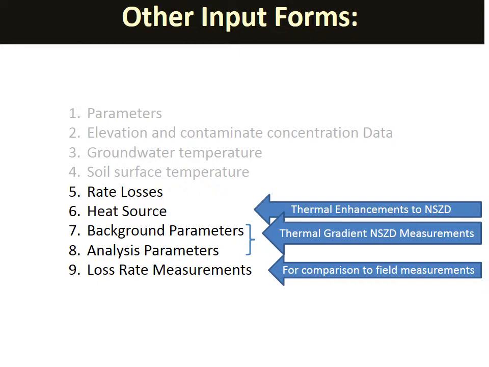We also have input forms for thermal gradient analysis parameters and background parameters. These input forms 7 and 8 are used to make estimates of the thermal gradient based rate of degradation. The last one, if you have field data, you can enter it here, and this is just to be plotted for comparison to field measurements. Obviously, these input forms 5 and 9 can be used in combination to calibrate the model.